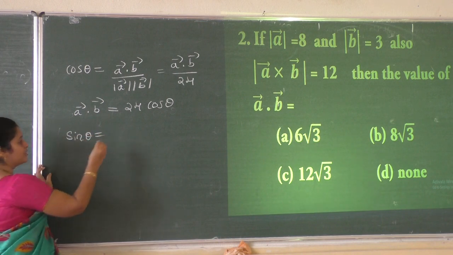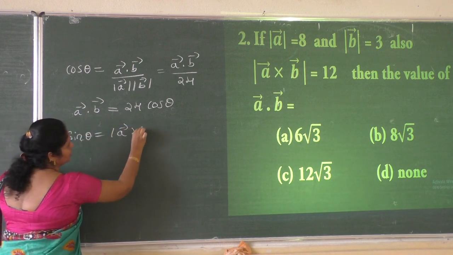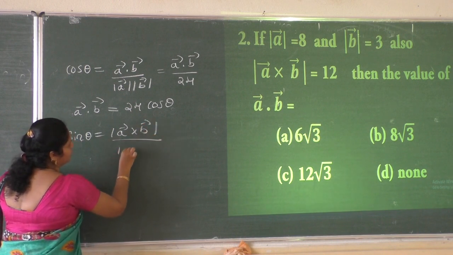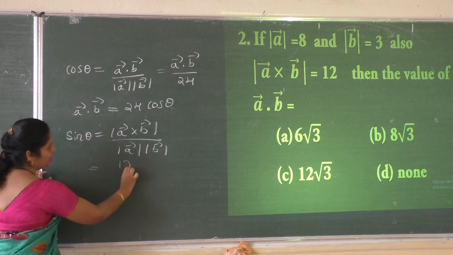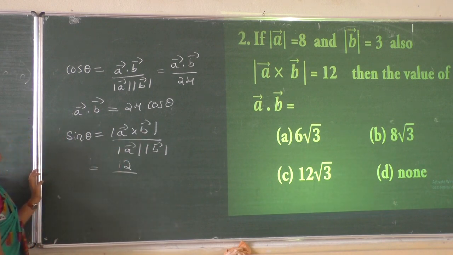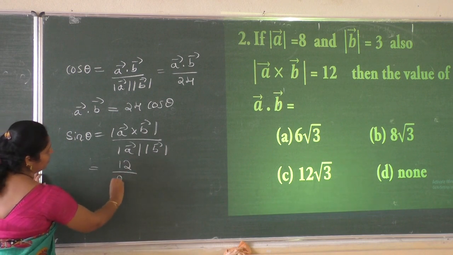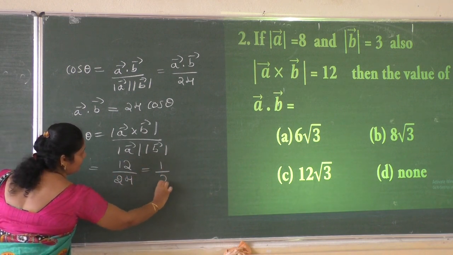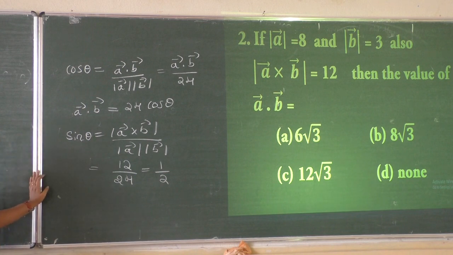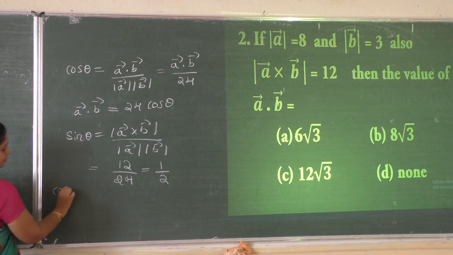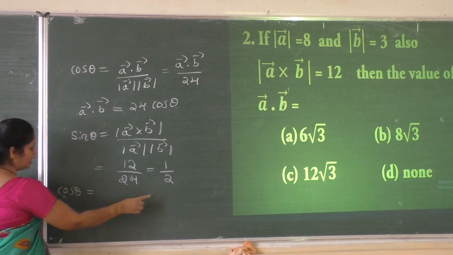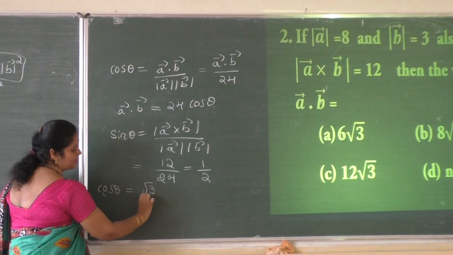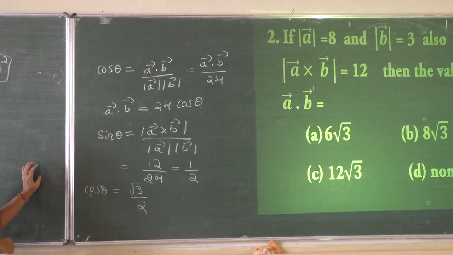So what is the formula to write sin theta? Magnitude of vector A cross vector B by magnitude of vector A, magnitude of vector B. The numerator is 12, given, and the denominator, magnitude of vector A times vector B, is 24, so 1 by 2. Sin theta is 1 by 2. And what is cos theta? Root of 1 minus sin square theta. Here we are getting, if sin theta is 1 by 2, cos theta will be plus or minus root 3 by 2. That you can calculate directly.